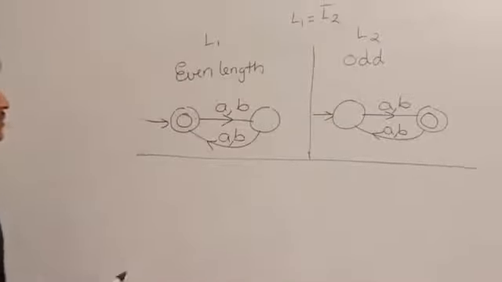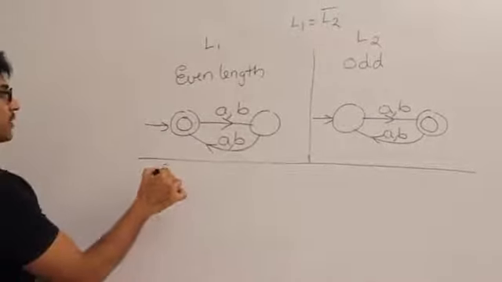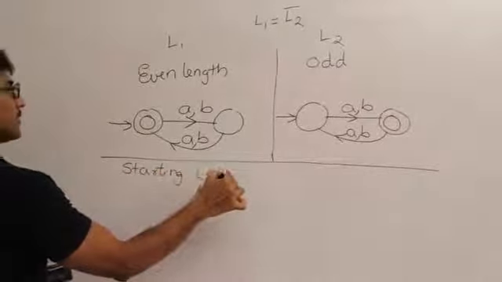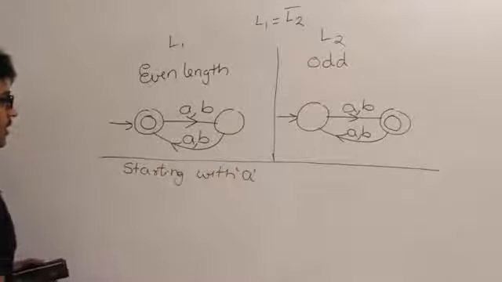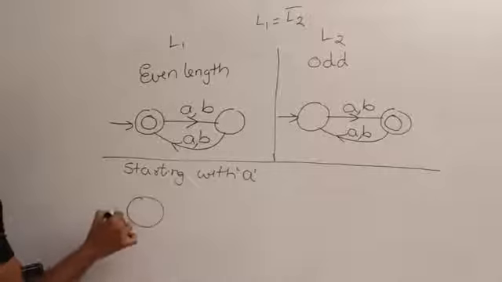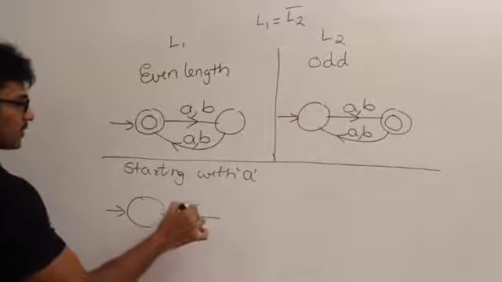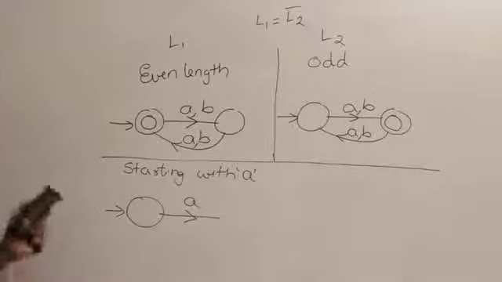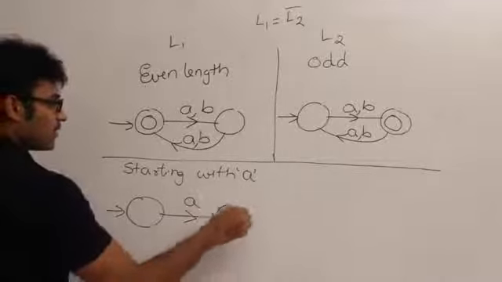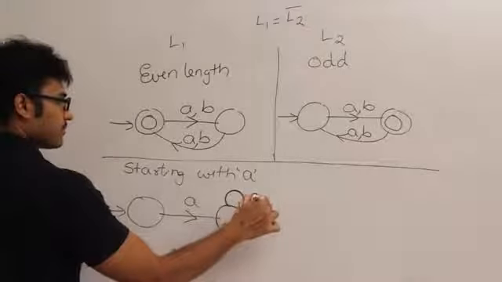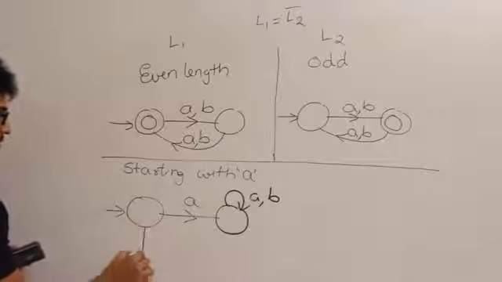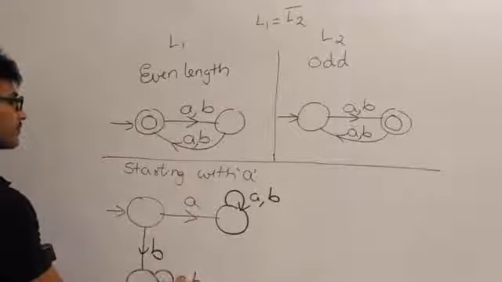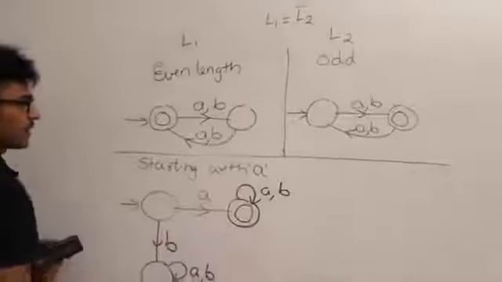Alright, let us take one more bigger example. Set of all strings starting with A. If a string is going to start with A, I am going to accept it. If it is going to start with B, I am going to reject it. So this is the final state, right?